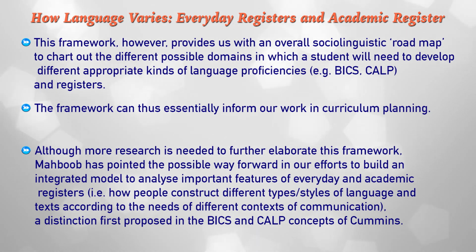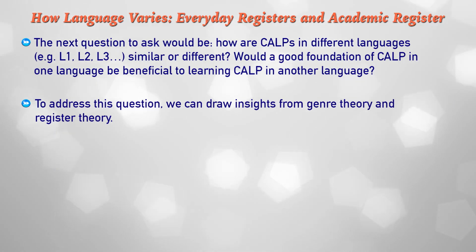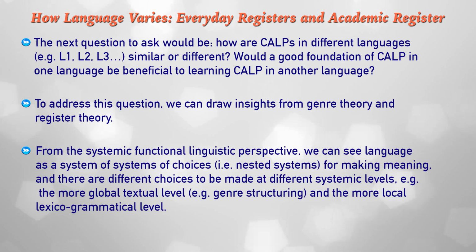Mahboob has pointed the possible way forward in our efforts to build an integrated model to analyze important features of everyday and academic registers, a distinction first proposed in the BICS and CALP concepts of Cummins. The next question to ask would be, how are CALPs in different languages like L2, L3, L4 similar or different? Would a good foundation in CALP in one language be beneficial to learning CALP in another language? To address this question, we can draw insights from the genre theory and register theory. From the systemic functional linguistic perspective, we can see language as a system of systems of choices, that is, nested systems for meaning making, that are different choices to be made at different systemic levels.